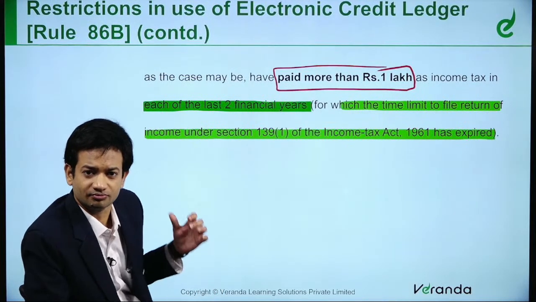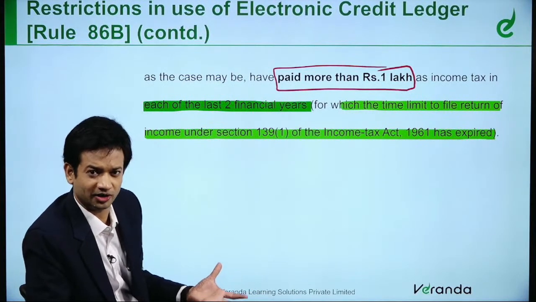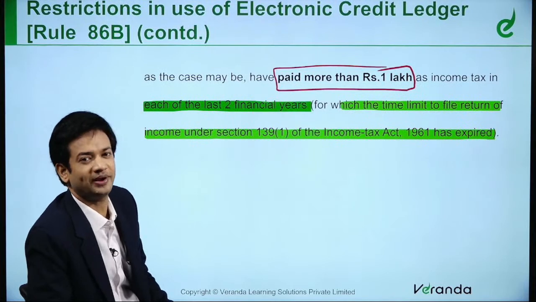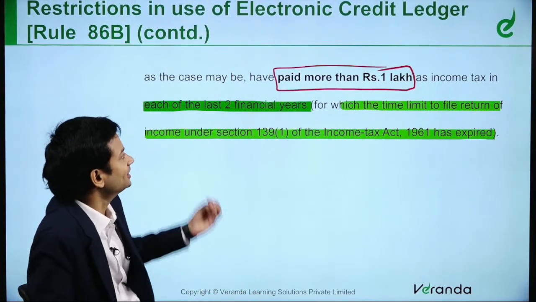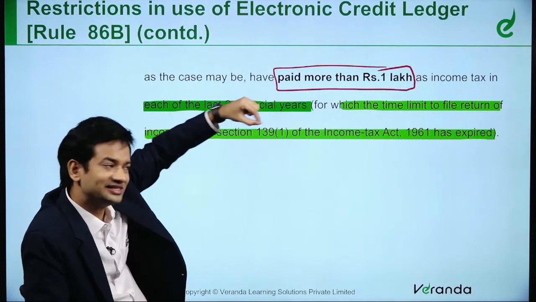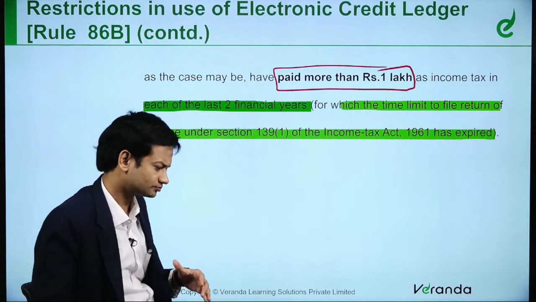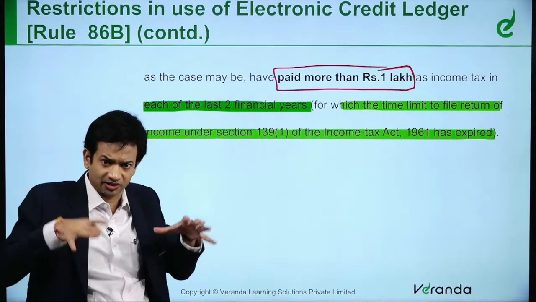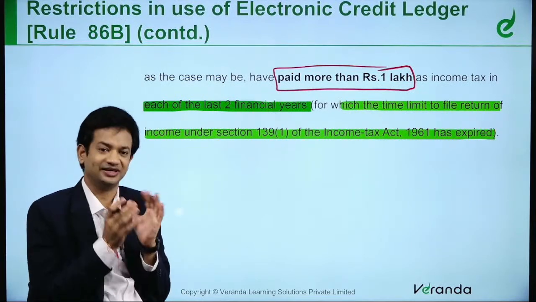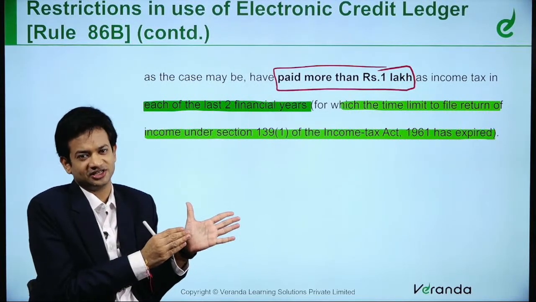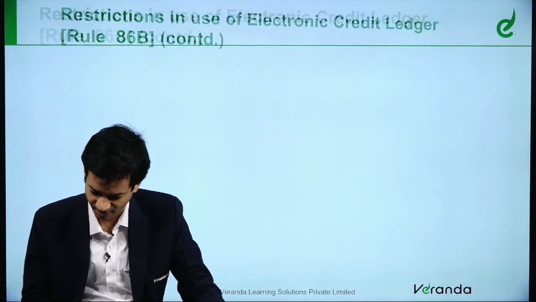So someone, the proprietor, the Karta, any of the 2 partners, or the board of trustees, should have paid income tax, of the trust or of that partnership firm, of more than 1 lakh in each of the 2 financial years, right? So if you see, in the current month, October 2021, I want to check the eligibility and applicability. Then the previous 2 years for which the IT return time limit has expired are financial years 2018-19 and 2019-20, right? See example.